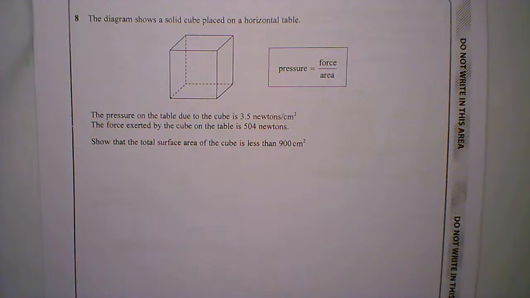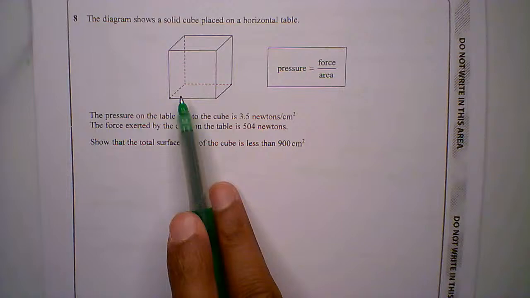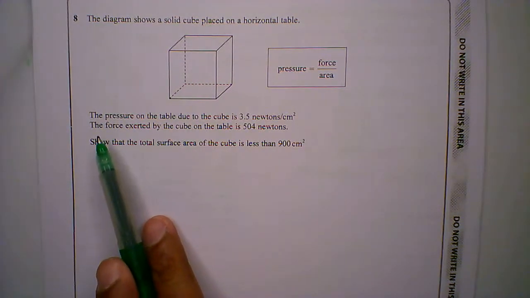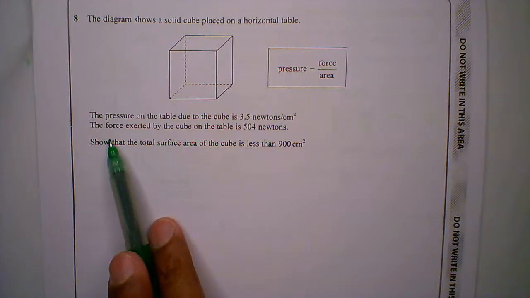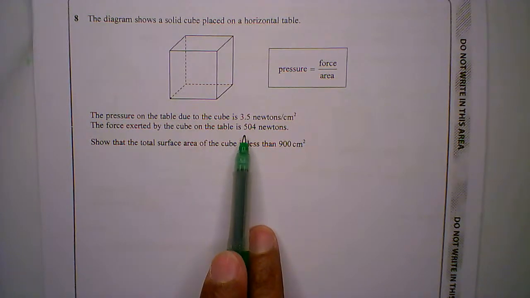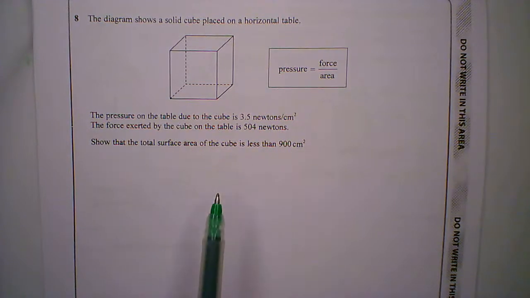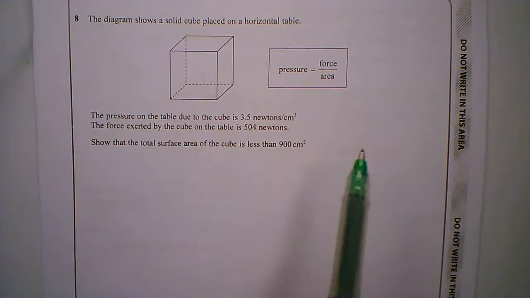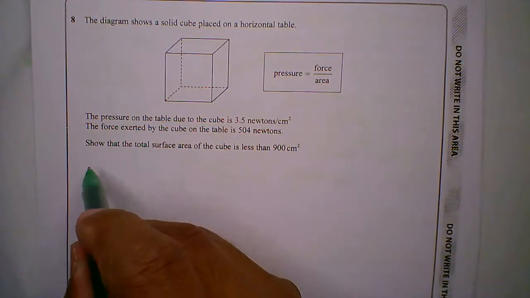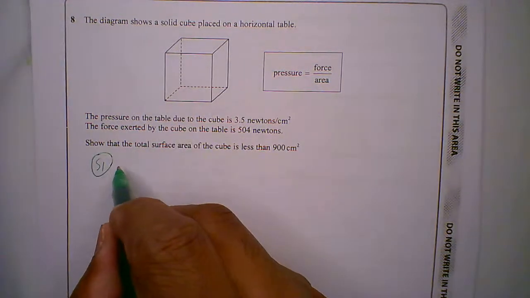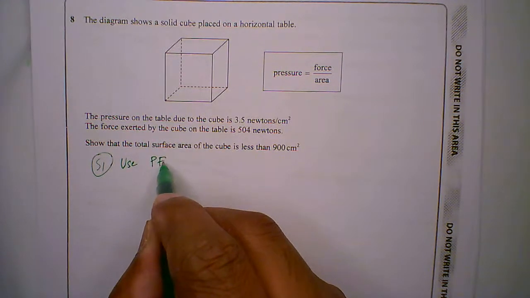Okay, so question number 8. The diagram shows a solid cube placed on a horizontal table. So we've got this cube. The pressure on the table due to the cube is 3.5 newtons per centimeter squared. The force exerted by the cube on the table is 504 newtons. Show that the total area of the cube is less than 900 centimeters squared. So step 1, I am going to be using this formula. Use the pressure, force, area formula.